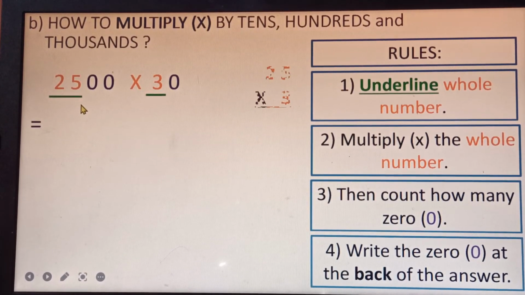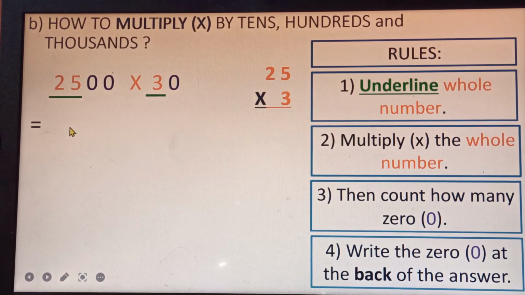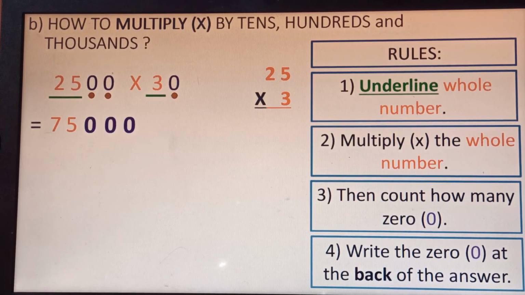So, 25 times 3, you show your working to find the answer. And you got 75. And how many zeros should we count? Let's see. Dari sini ada 1 zero. Di sini ada 2 zero di belakangnya. So, there are 3 zeros we can write down at the back of the answer. And the answer is 75,000.